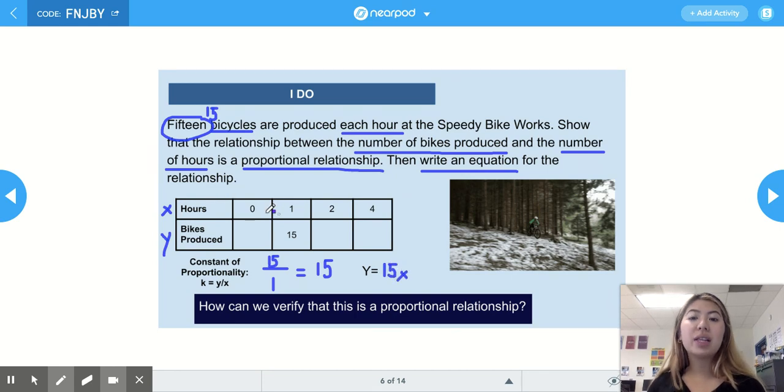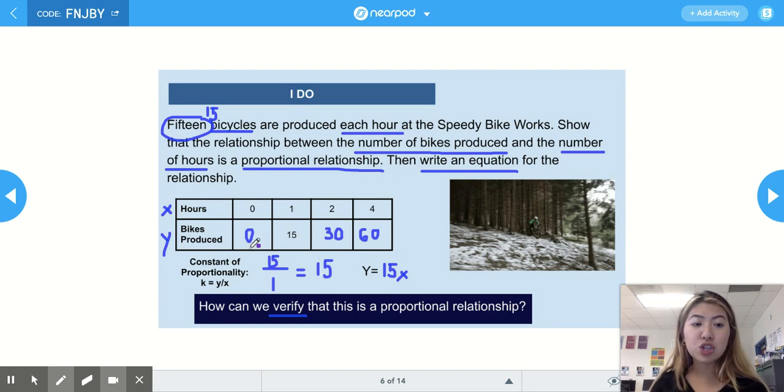And now I can fill in the y values by plugging in the x values into the equation. So 15 times 0 is 0. 15 times 2 is 30. And 15 times 4 is 60. And to answer this question, how can we verify? Verify means confirm or be sure that this is a proportional relationship. What I'm going to do is find my constant of proportionality for each of the pairs of points, and it should all be the same, and it should all be 15. So 60 divided by 4, that's 15. 30 divided by 2, that's 15. And 15 divided by 1, that's 15.